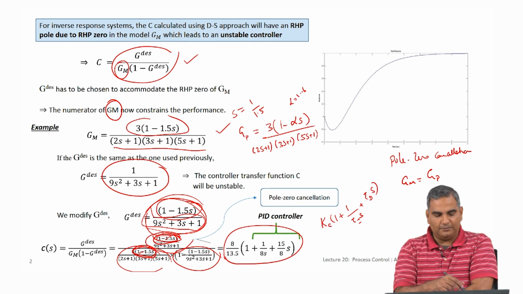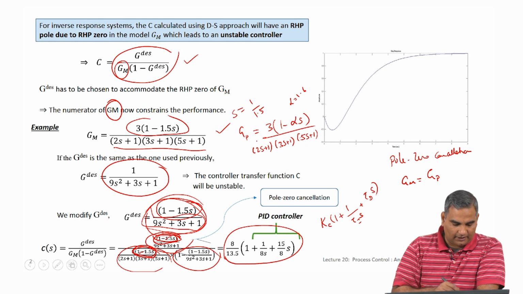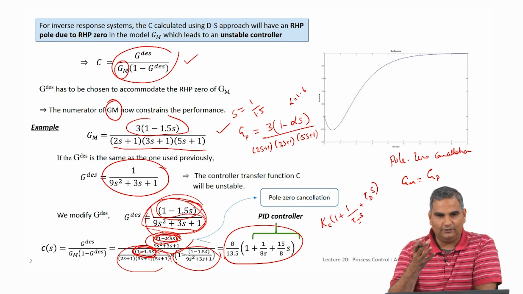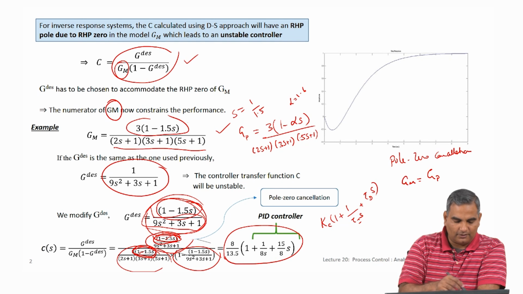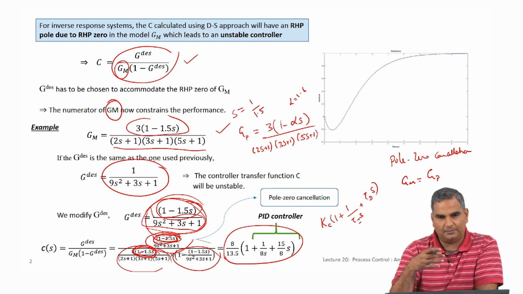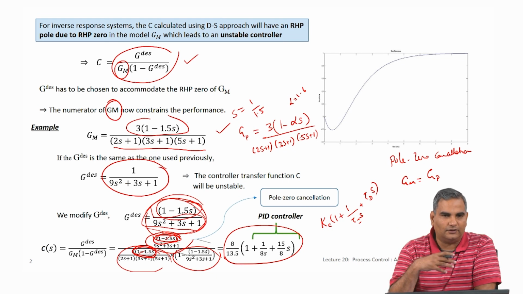So there could be a mismatch between G process and G model, but this does not come into this computation, because the controller computation is always done using the model, right. Whatever this alpha is, I have already conceptualized the model as being this, and I have already conceptualized that the RHP 0 is at s equal to 1 over 1.5. So that is already decided.